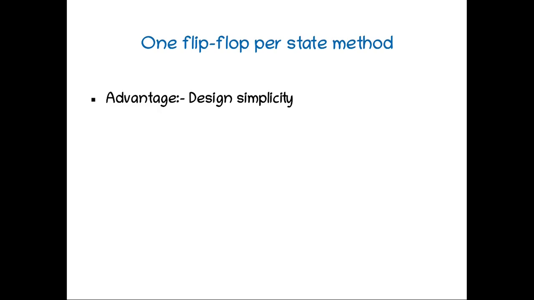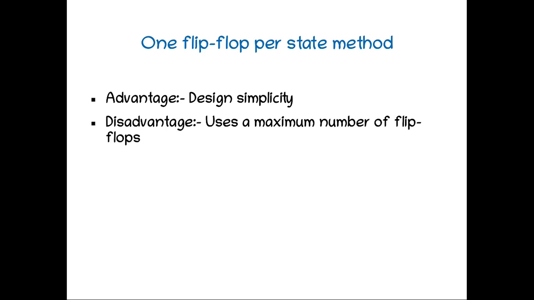The advantage of the one flip-flop per state method is design simplicity. We can easily design it. The disadvantage is that it uses a maximum number of flip-flops. For example, if we have 16 states, then we need 16 flip-flops here. Actually, we need only four flip-flops to represent 16 states, because with 4 bits we can have 2 to the power 4, that is 16, different representations. But here we will use one flip-flop per state.